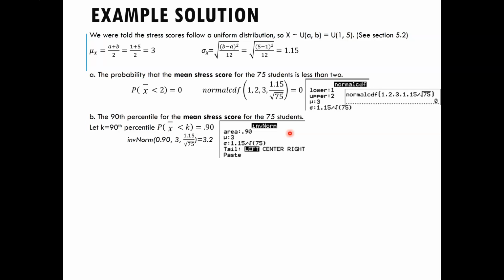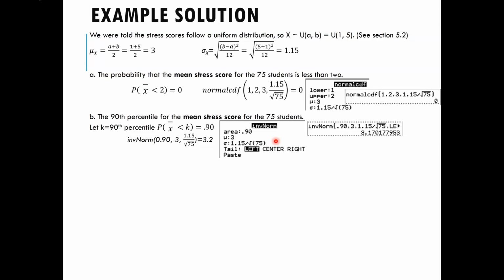So again, we'll go to distribution, select inverse norm, and we'll put in our area or probability or percentile as a decimal, our mean, and then that standard deviation divided by the square root of n. Always the area to the left, whether your calculator has that option or not. And then that will give us our 3.2.